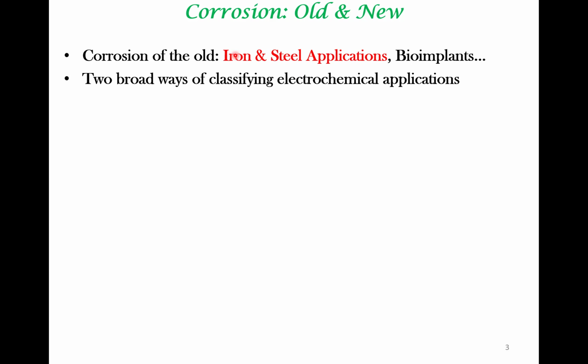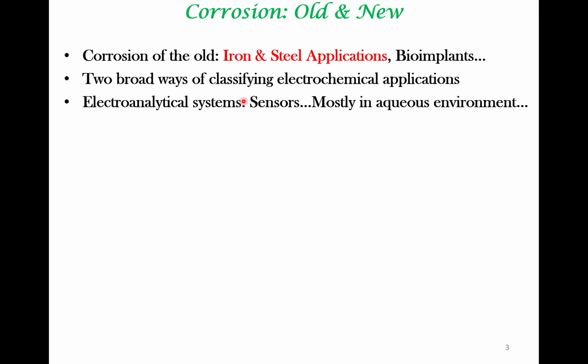To look at the way corrosion has evolved, we can look at the electrochemical applications under two broad categories. In one category, which I would probably call electroanalytical system, that is the application centered around analytical systems. This can be electrochemical sensors. These operate mostly in aqueous environment. So these can be biosensors and so on.